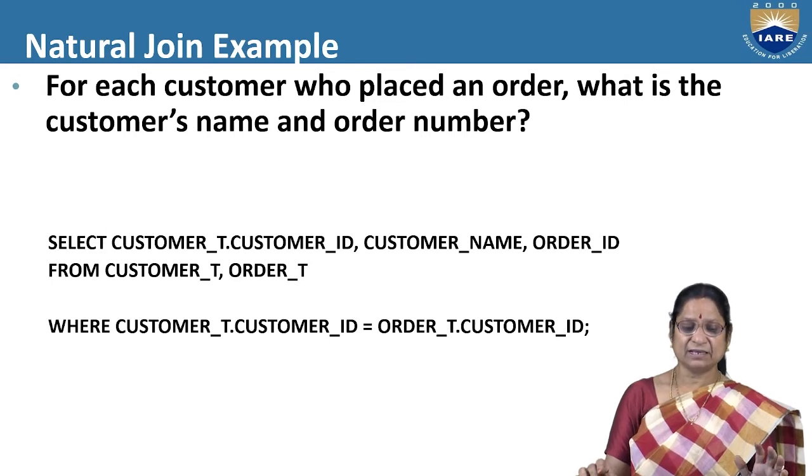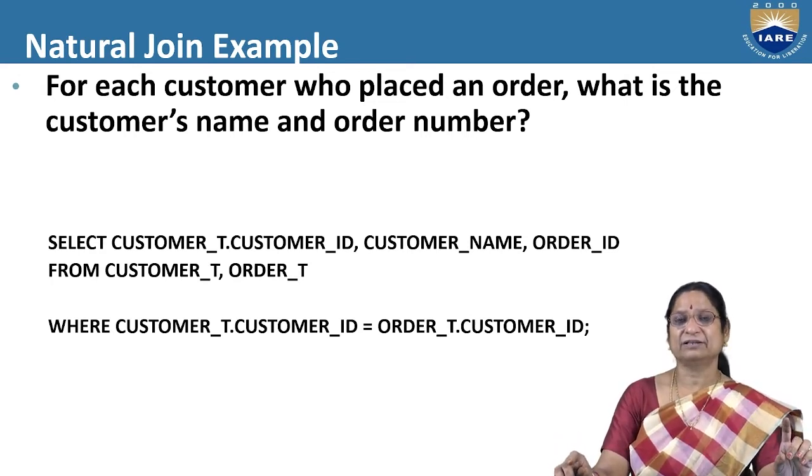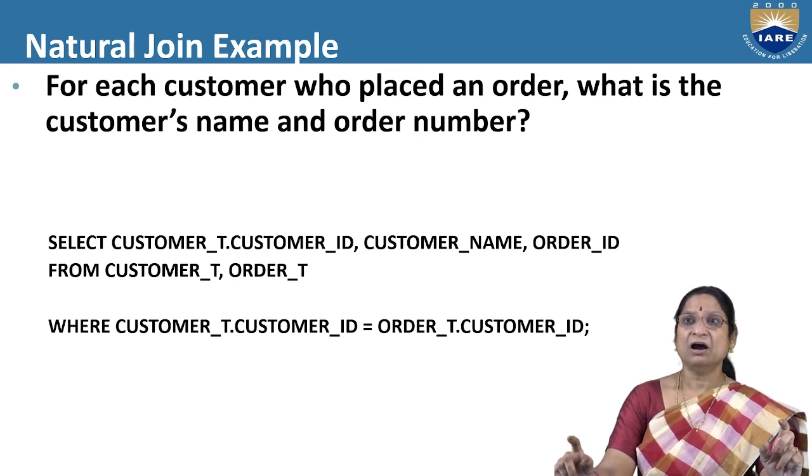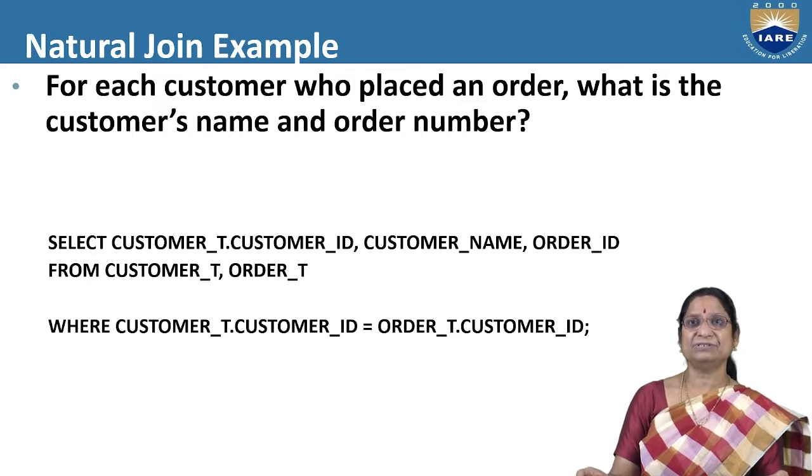So you observe for this, for each customer who has placed an order, what we need is the customer name. Customer ID, customer name are there. And also we have to get the order ID which was placed by the respective customer. So the order ID will be retrieved from the order data table, and customer ID, customer name are going to be retrieved from the customer table. So these three attributes are to be retrieved, but two of them are from the customer table and one of them is from the order table.